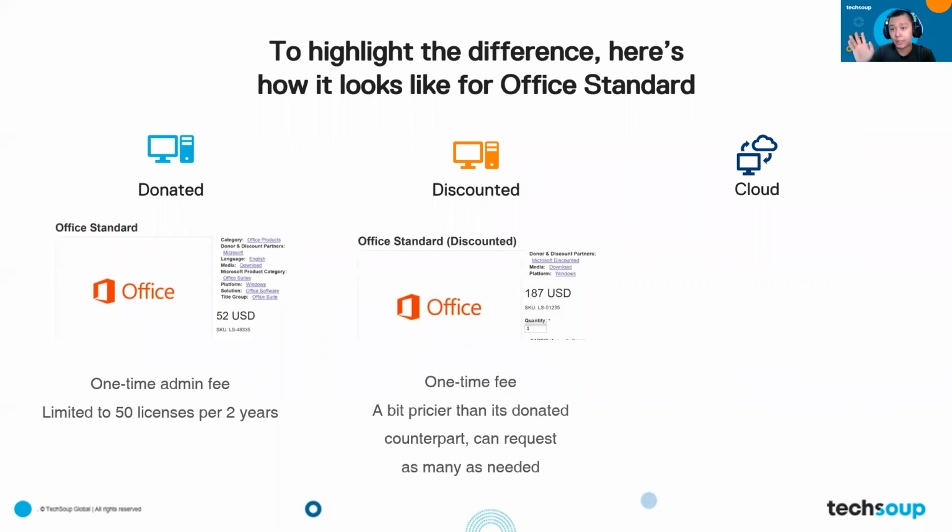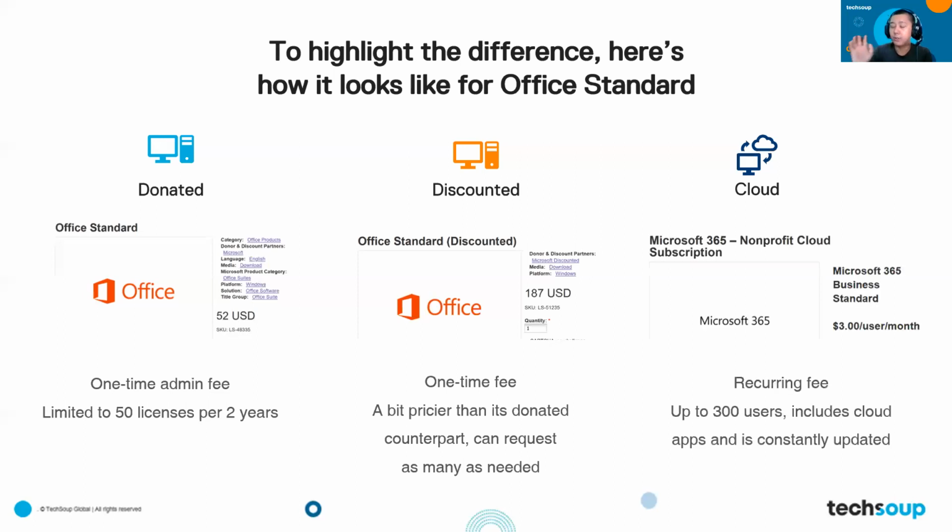It's, again, a bit pricier at 187 per license, but it is not limited to 50 per organization because these are, again, commercial licenses with a nonprofit discount. That being said, you can still access these even after the changes, right?